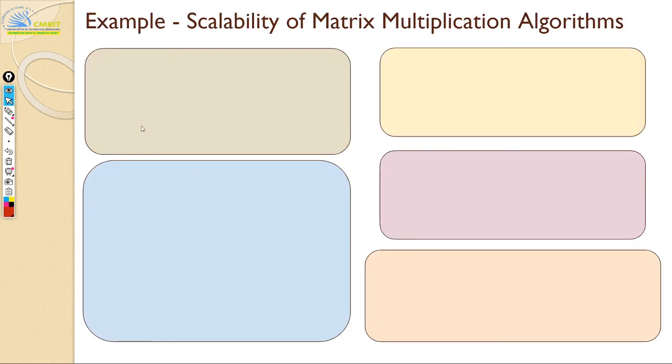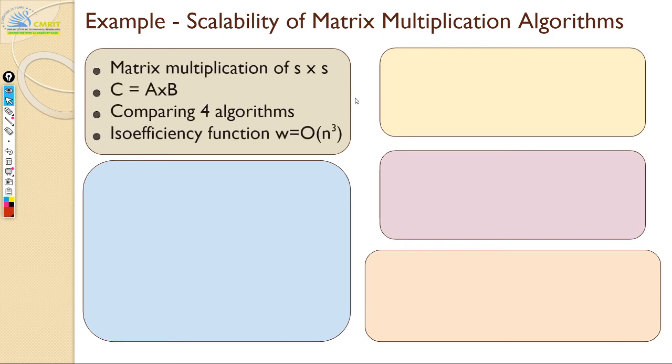Let's quickly look at one example. Here we are going to deal with matrix multiplication again. We are going to stick to matrix multiplication for a long time now. Almost every other example we will see will be matrix multiplication. We are taking a problem size of s by s matrix, and we are going to compare four parallel algorithms. The complexity of matrix multiplication is order of n cube, where n is the number of processors that you are using. You can play around with this. You can have fewer than n also, but then your algorithm will change.